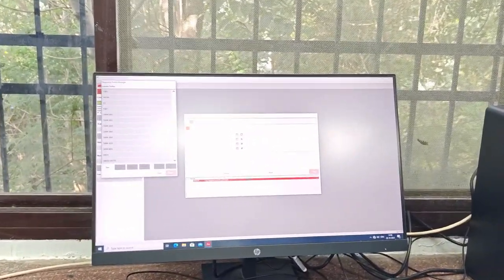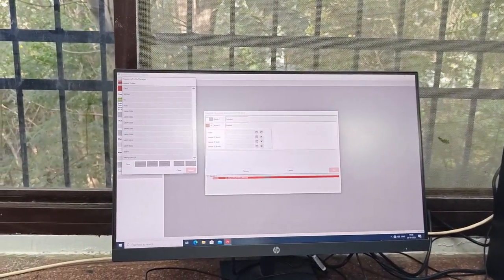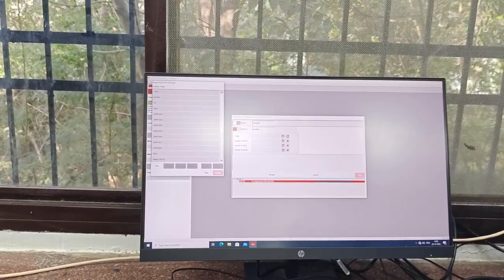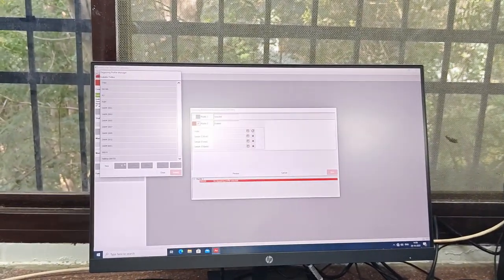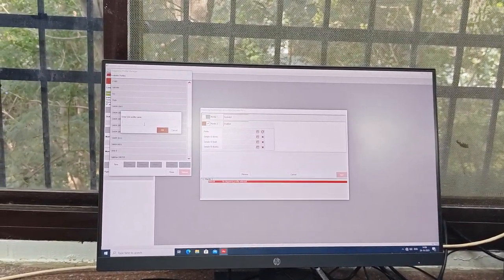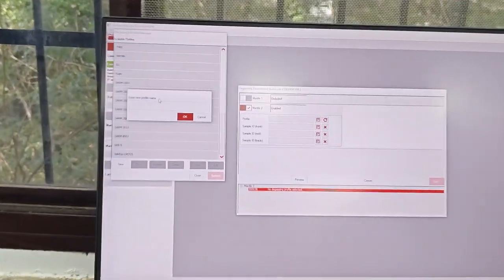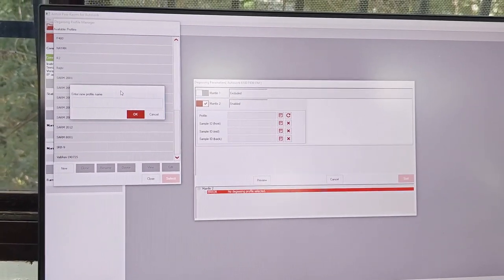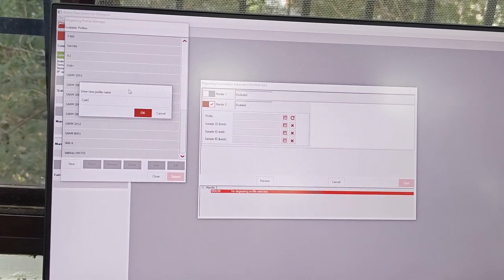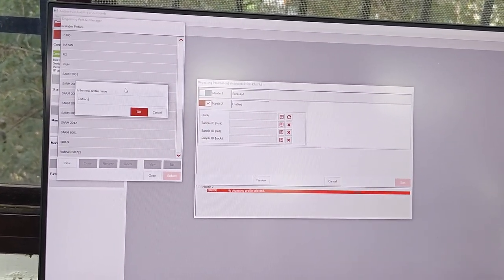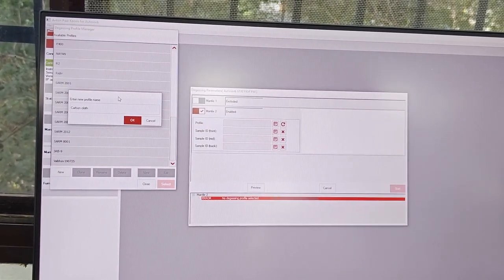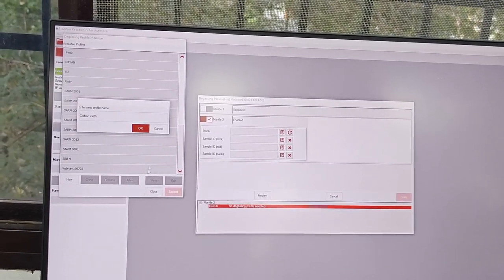So here is a degassing profile manager. We can create a new one, and we can use an existing ID also. So we are going to create a new one. The profile name we will enter. Let us say it is carbon cloth. So this is the profile name.